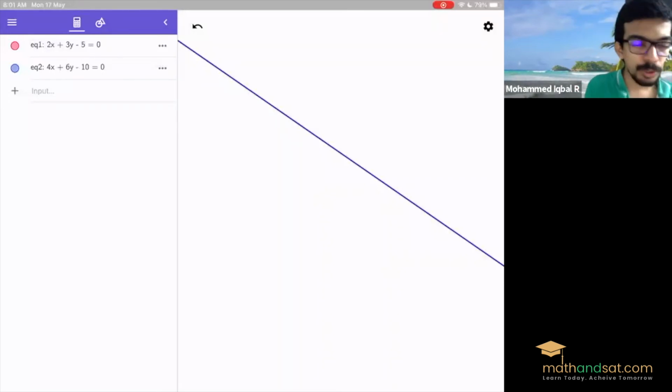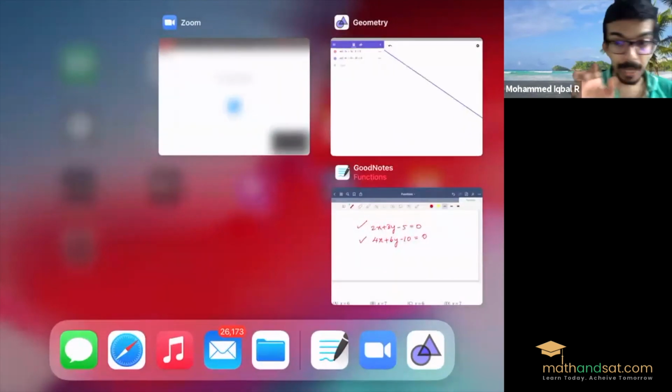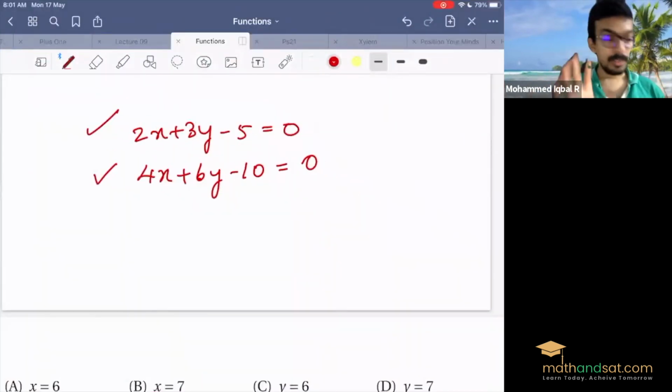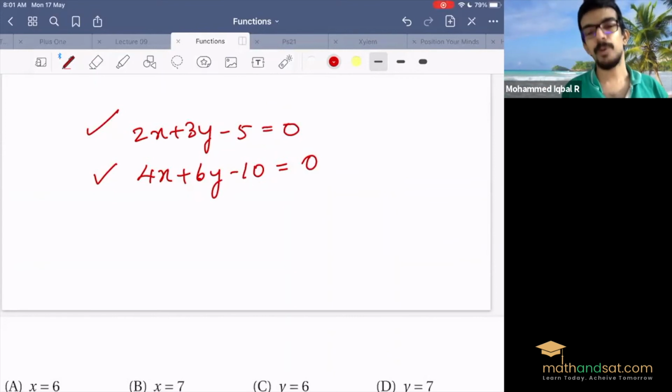You know why it happens so? Please don't get confused with the parallel lines, because first of all we are talking about coincident lines. They will represent the exact same equation, but the coefficients can look different at first glance. They look different at first glance, but they represent the exact same equation. I hope this is clear. Please don't get confused. This is not parallel.